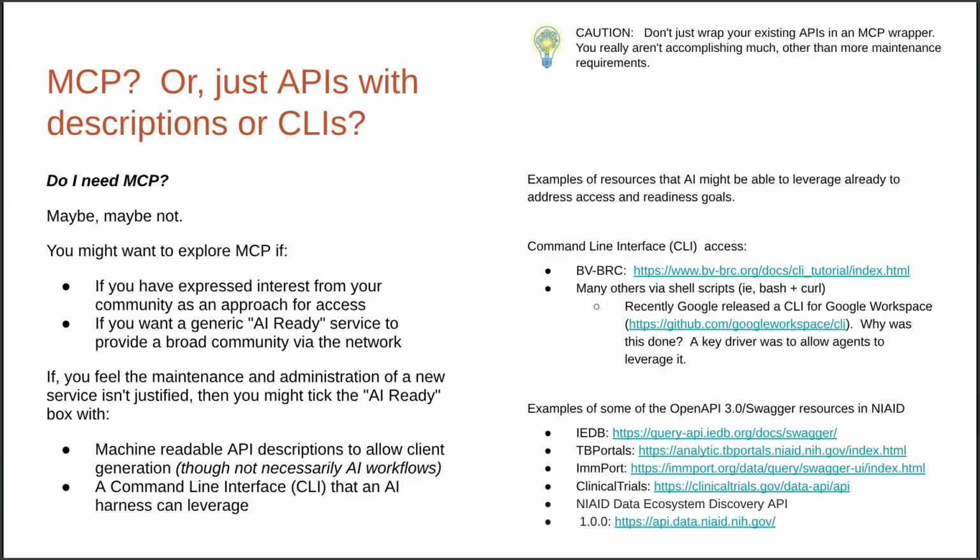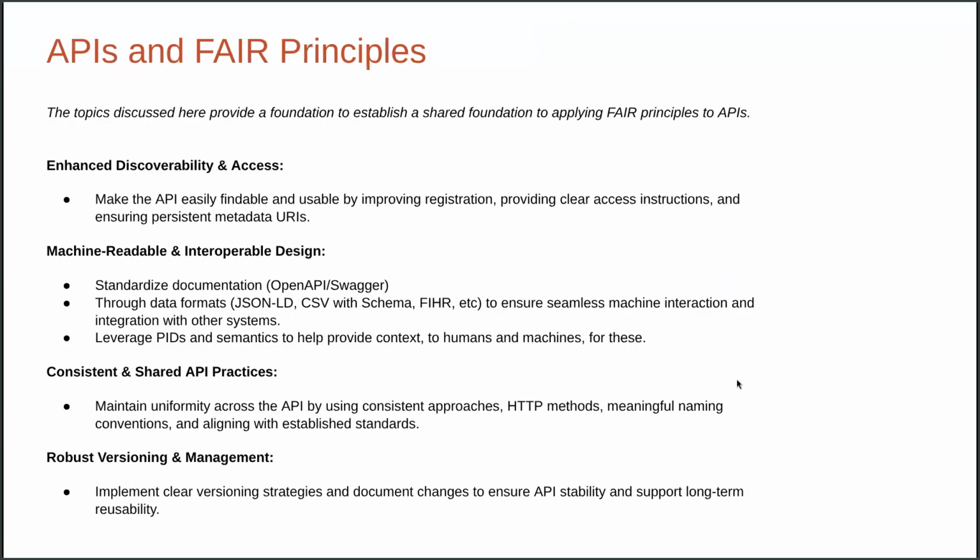I would just caution that you shouldn't just take your existing APIs and wrap an MCP wrapper around them, because you really haven't accomplished much for the AI community, and you've just given yourself a little bit more maintenance to worry about. So, really look at some of the unique capabilities of Model Context Protocol in terms of how it can offer some of those services. And there's a list of some MCP systems that you can play around with there as well.